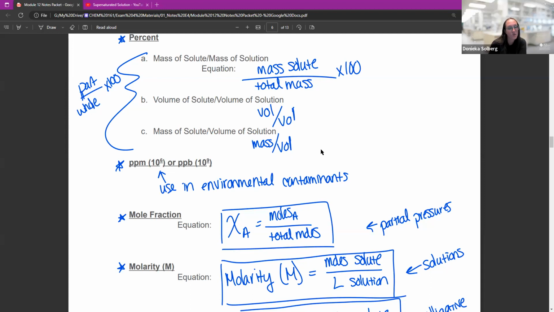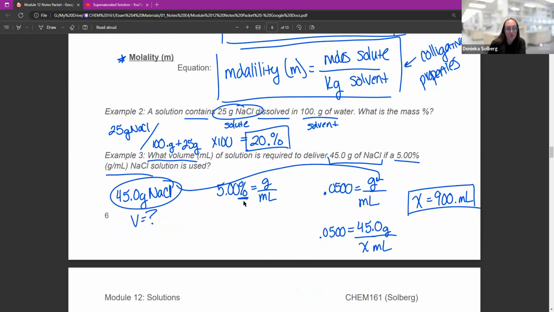This one would be times 100. This would be times 100. So you want to divide by 100 first. So instead of using 5%, use 0.0500. And that had 3 sig figs, that's why I kept 3. So it means it's 0.0500 grams per milliliter. So then you can just plug in the grams that I need and then solve for the milliliters. So I need 900 milliliters in order to deliver 45.0 grams.